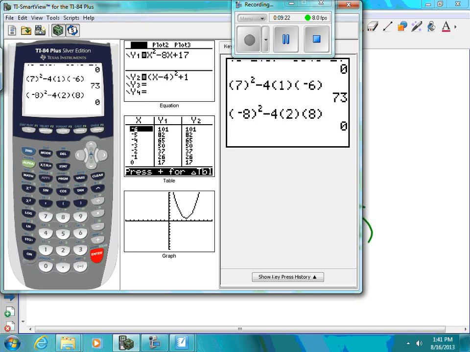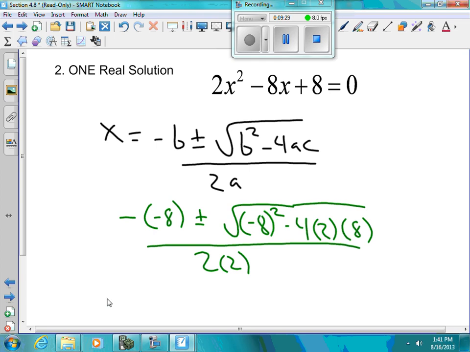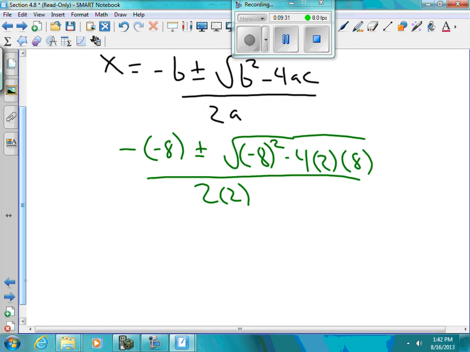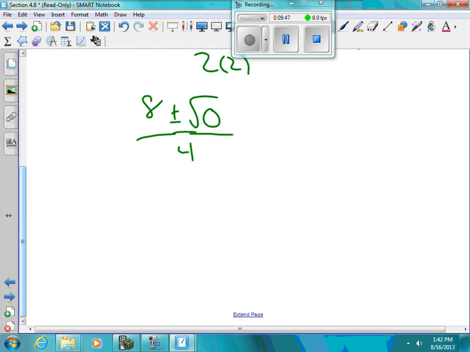Negative 8 squared minus 4 times 2 times 8 is 0. Okay. Opposite of negative 8 is 8, plus or minus the square root of 0, over 2 times 2, which is 4. So what is the square root of 0? It's just 0. So really this part is gone. We just have 8 over 4, which is 2. So 2 is the only answer.